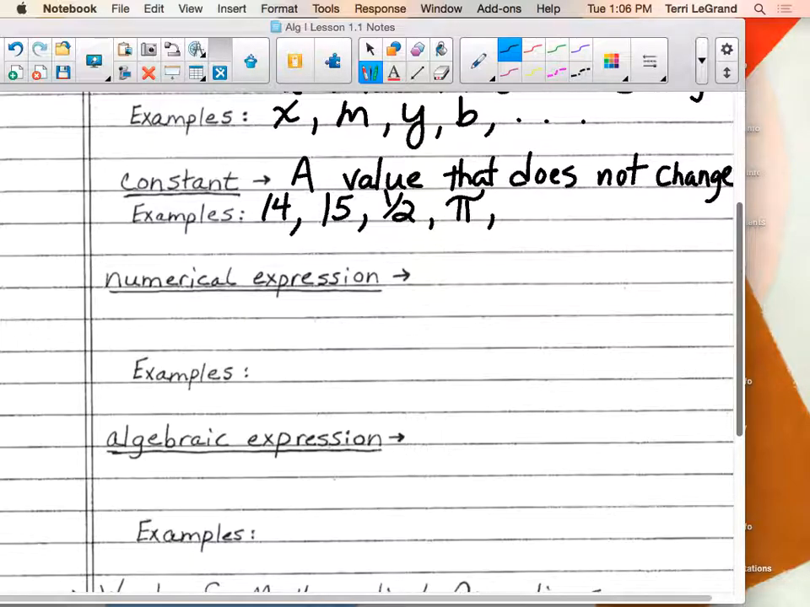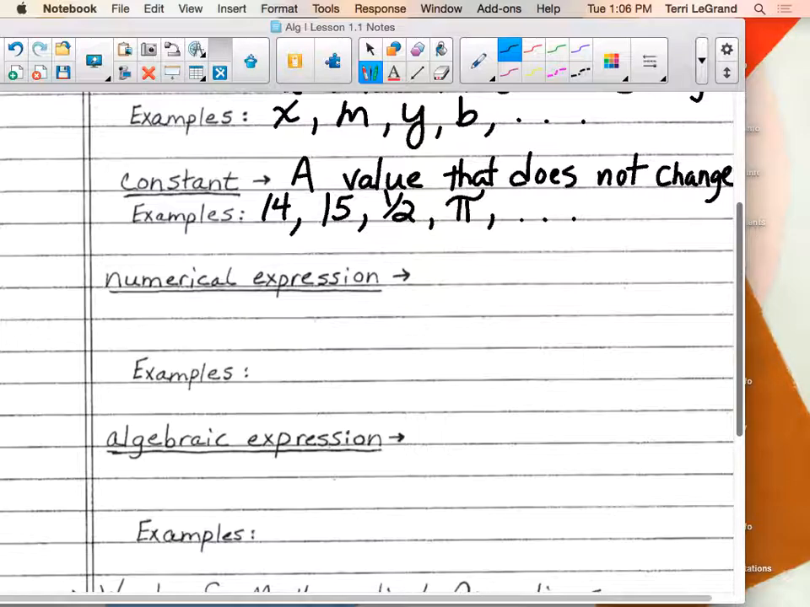Okay, so constants are values that do not change. They can be decimals, they can be fractions, they can be that crazy term called pi, they can be the square root of 250, which is an irrational number. There's all kinds of constants. Okay, numerical expression. What's a numerical expression? What can't it have again if it's an expression? You can't have an equal sign.